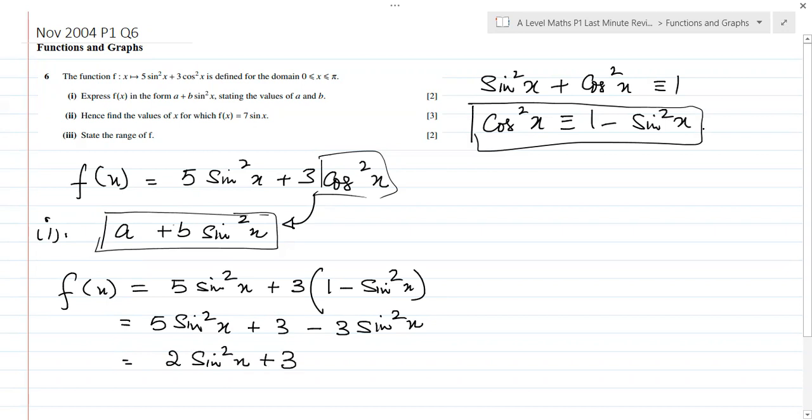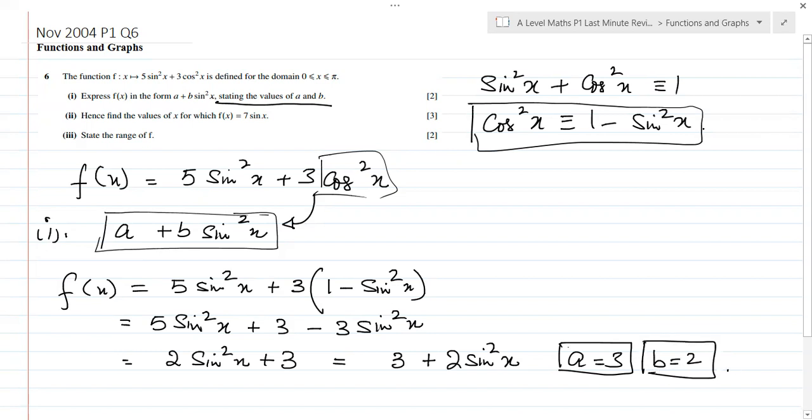So that is in the form of this, or if you just need to write the constant first, we can have 3 plus 2 sine squared x, and like the question says, stating the values of a and b. In this case, a is 3, and b would be 2. So that's the answer to the first part.